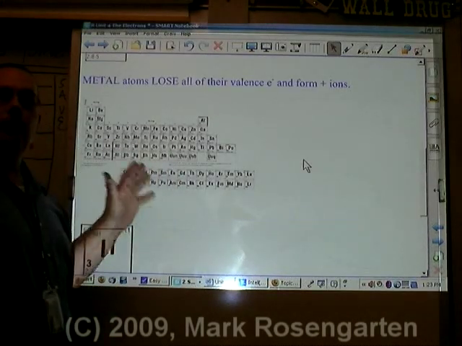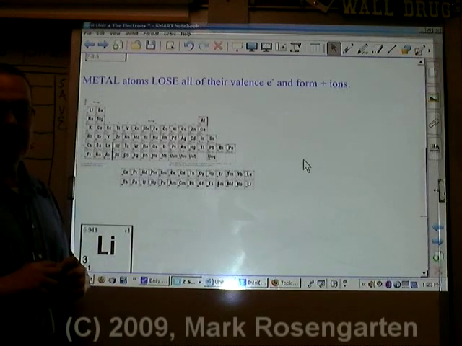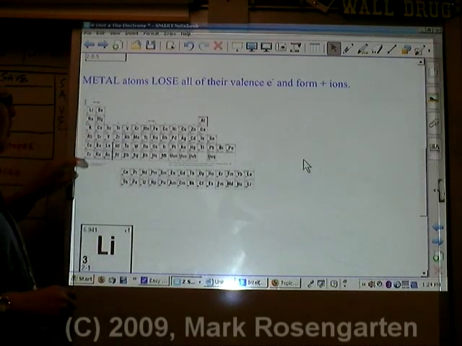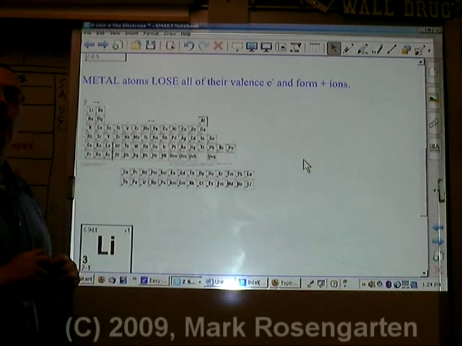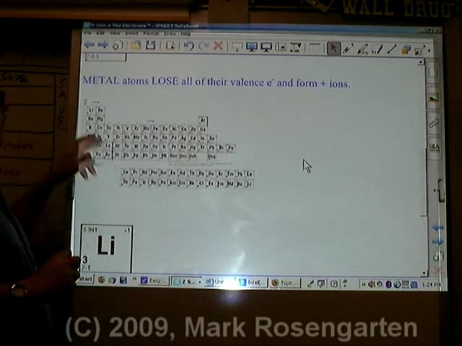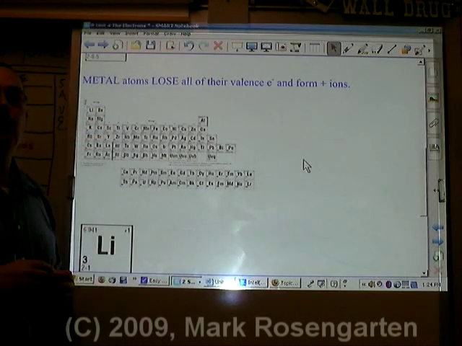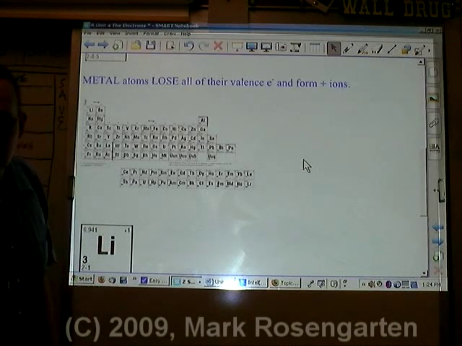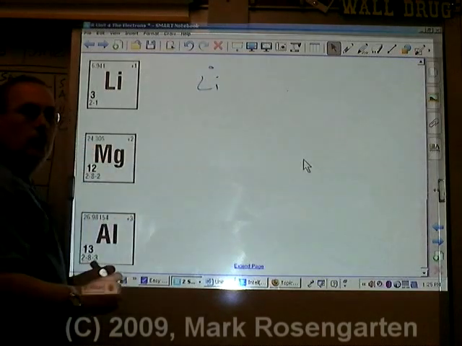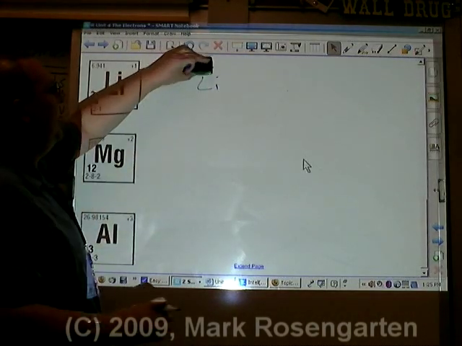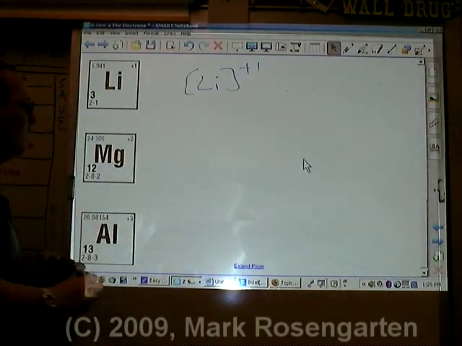Metal atoms have 4 or fewer valence electrons, and they lose them all to form ions. The elements in group 1 all have 1 valence electron, which they will lose to form an ion with a +1 charge. All the elements in group 2 have 2 valence electrons. They will lose them both to form a +2 charge. Lithium has 1 valence electron. It will lose its 1 and only valence electron to form a +1 ion.